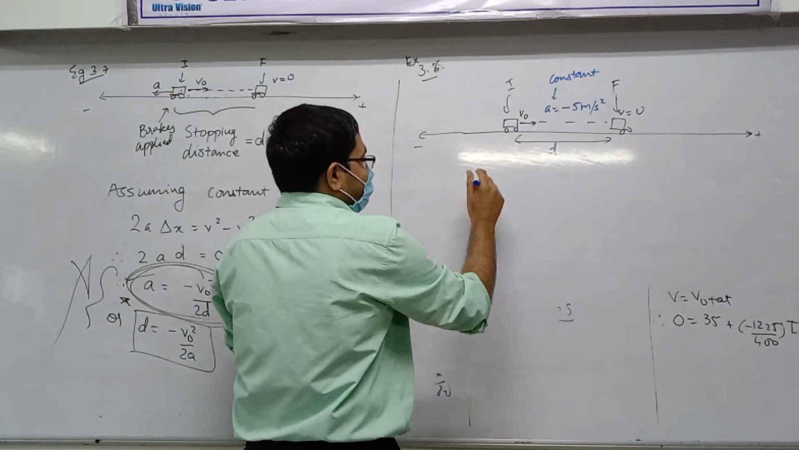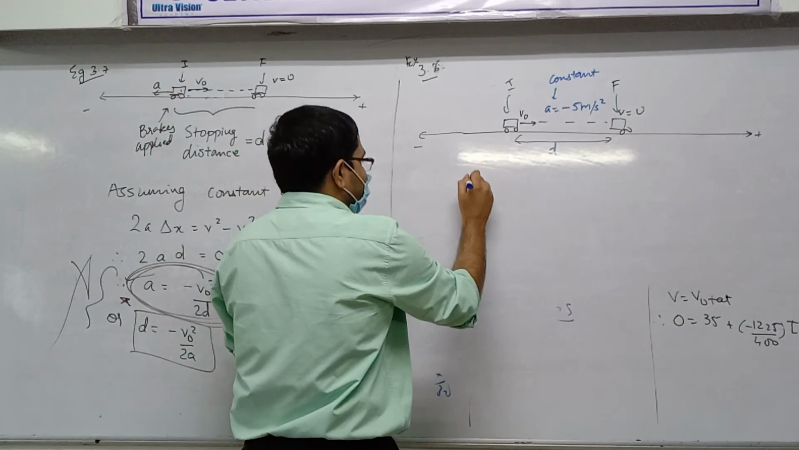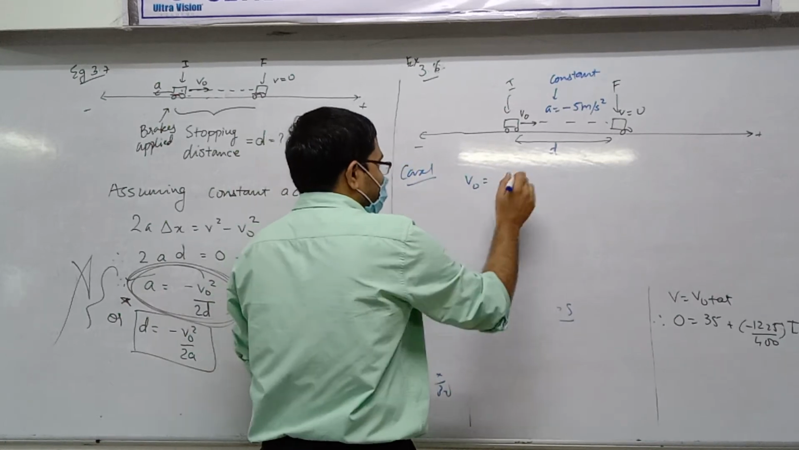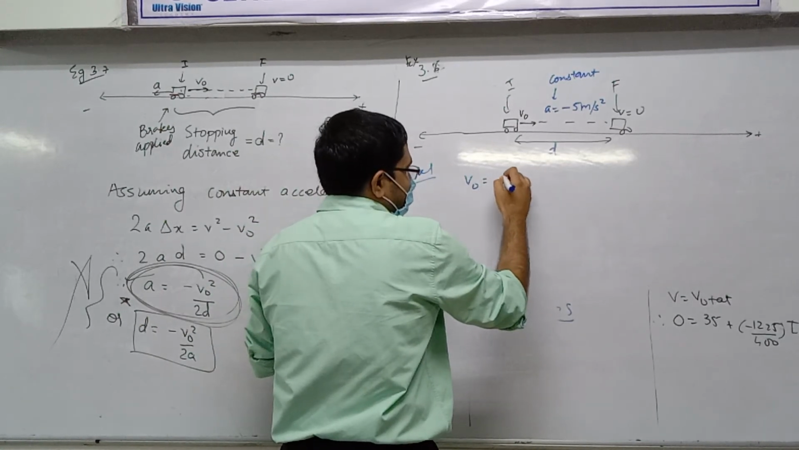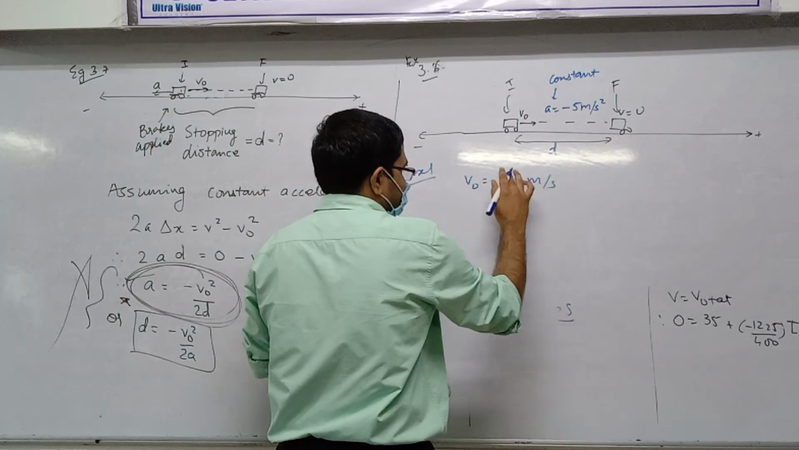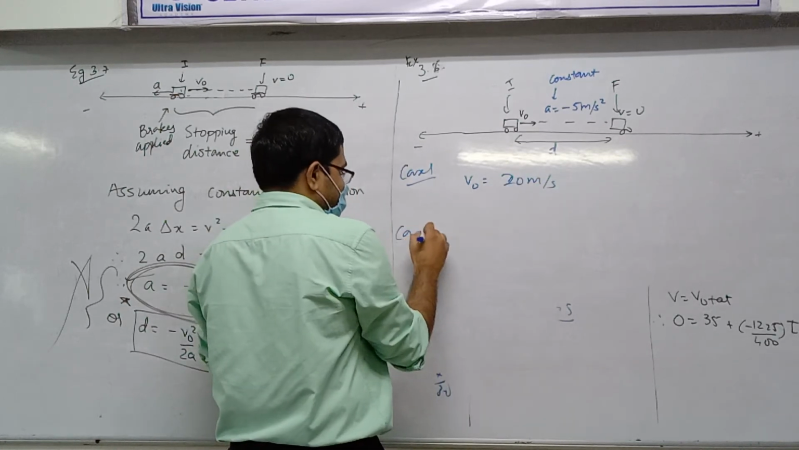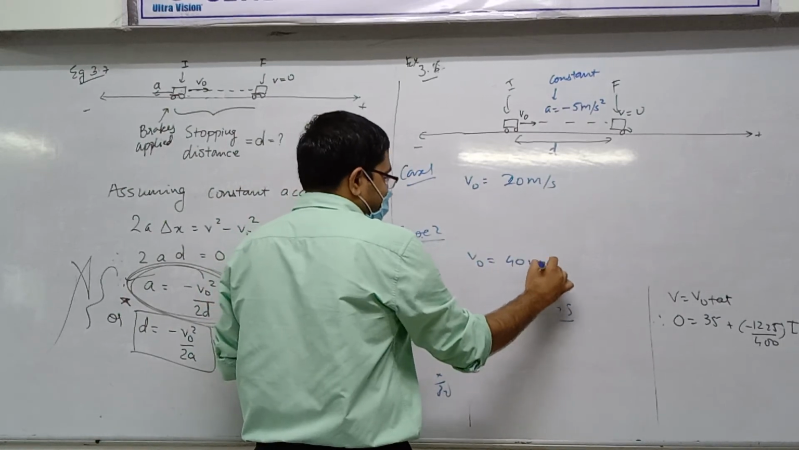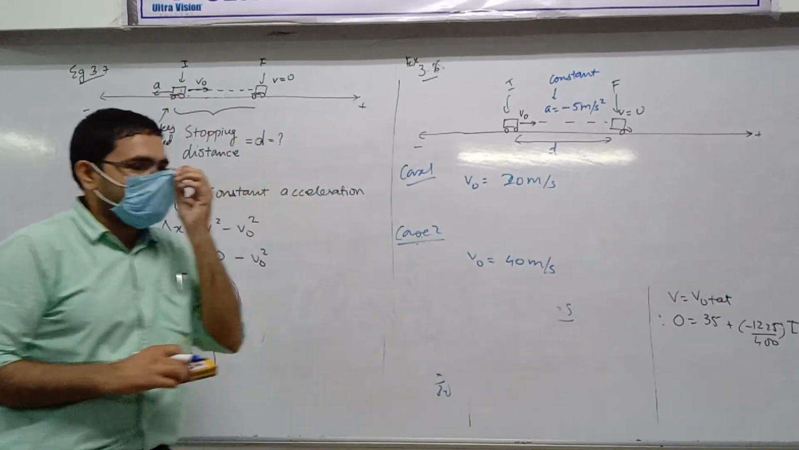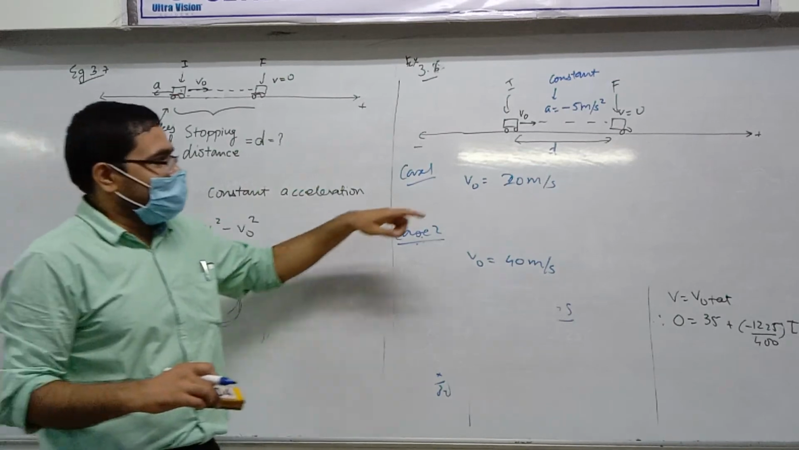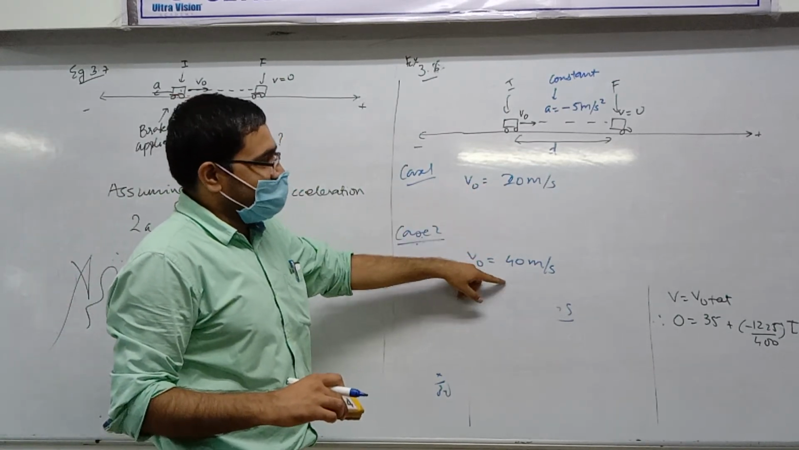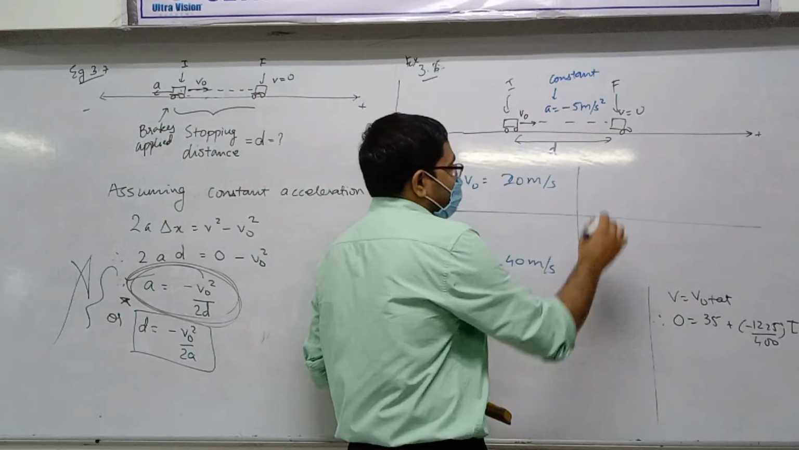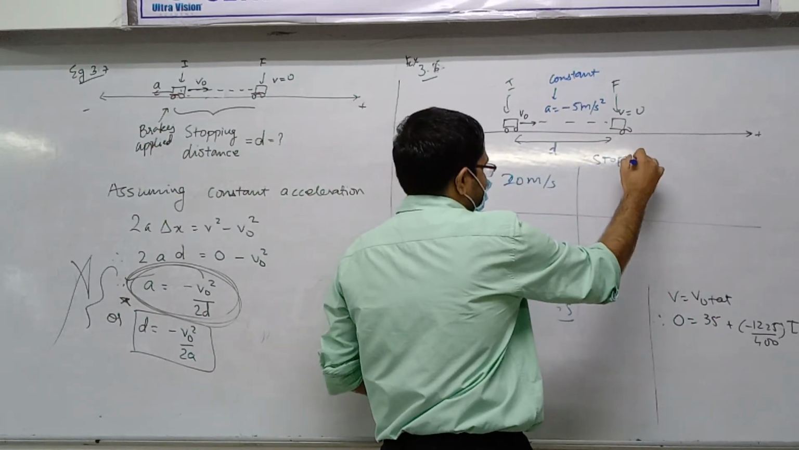then in one case, suppose V0 is, let's say, 20 meter per second, and in another case V0 is 40 meter per second, then how much is the stopping distance here and how much is the stopping distance here? Can you find both the cases? Come on, can you find the stopping distance in both the cases? Hurry up.